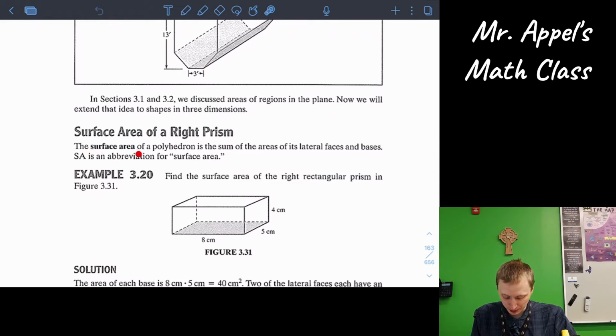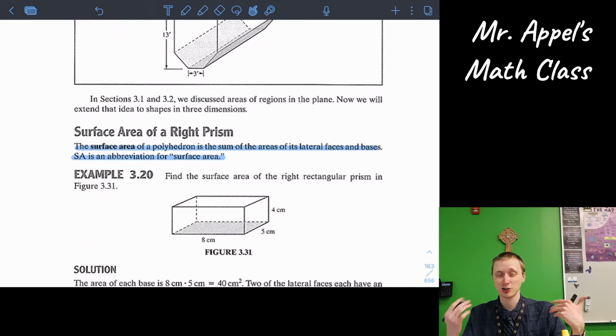The surface area of a polyhedron is the sum of the areas of its lateral faces and bases. SA is an abbreviation for surface area. So that is not only an excellent definition, but it summarizes the whole idea used throughout this entire section. In fact, the rest of this section is mostly going to be derivations of shortcut formulas. Okay? You can always still go back and apply this idea of add up the areas of all the faces.